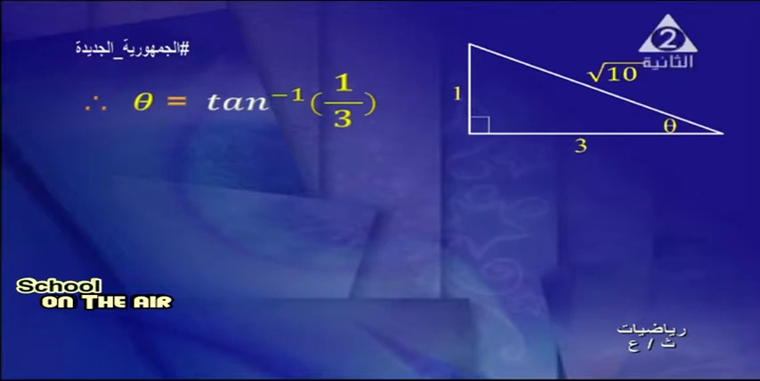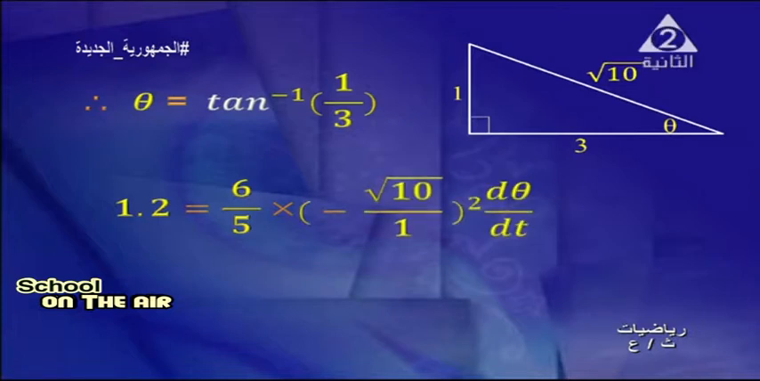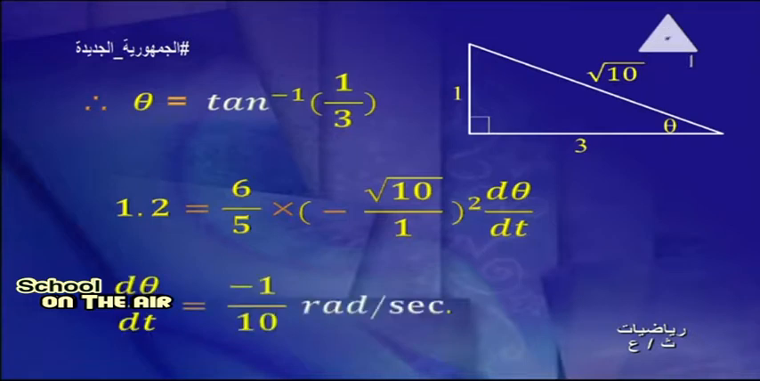Now, theta equals shift tan 1 over 3. We have a right angle triangle. The length of the adjacent side equals 3 and the opposite equals 1. Then the hypotenuse equals root 9 plus 1, which equals root 10. We have a relation dx dt equals 6 over 5 multiply negative cosec power 2 theta d theta dt. Then 1.2 equals 6 over 5 multiply negative cosec power 2 theta d theta dt. Cosec power 2 theta equals root 10 over 1 all power 2. Then d theta dt equals negative 1 over 10 rad per second.